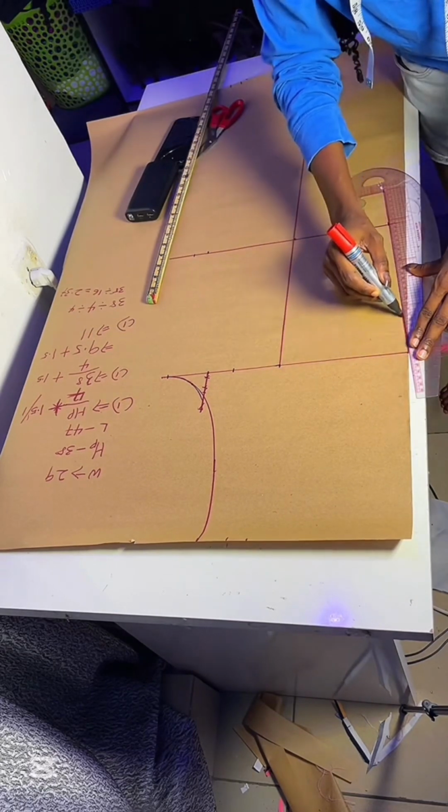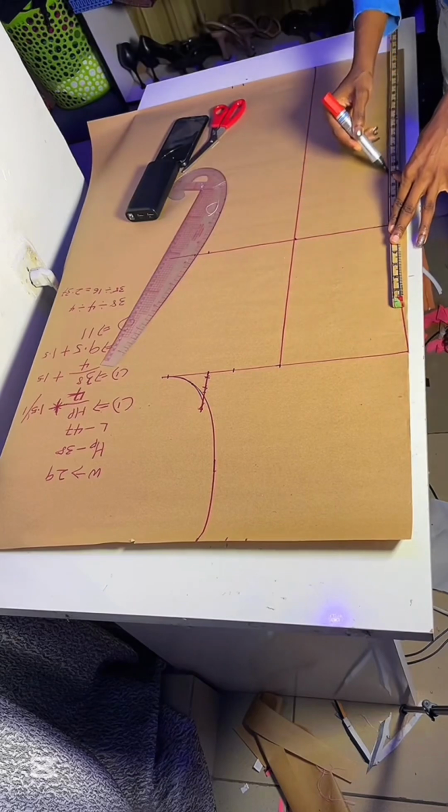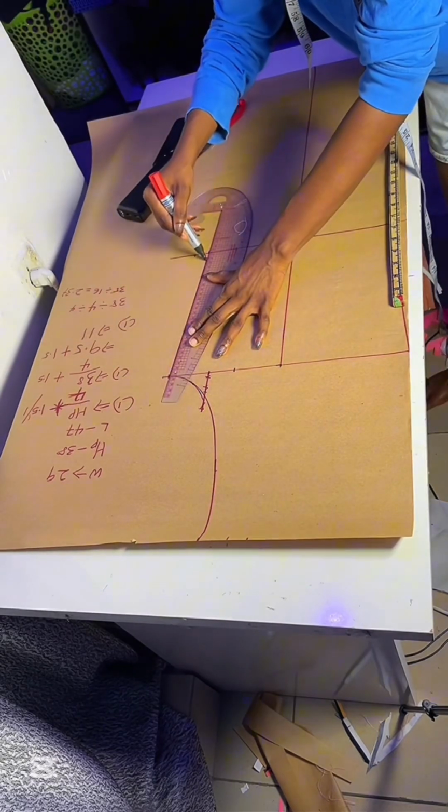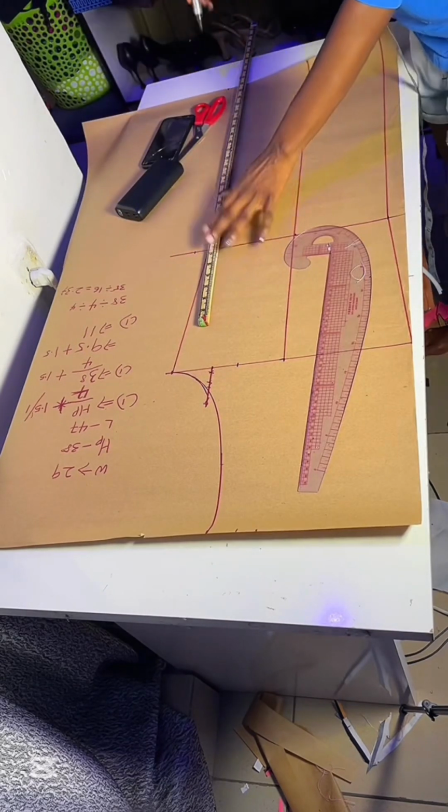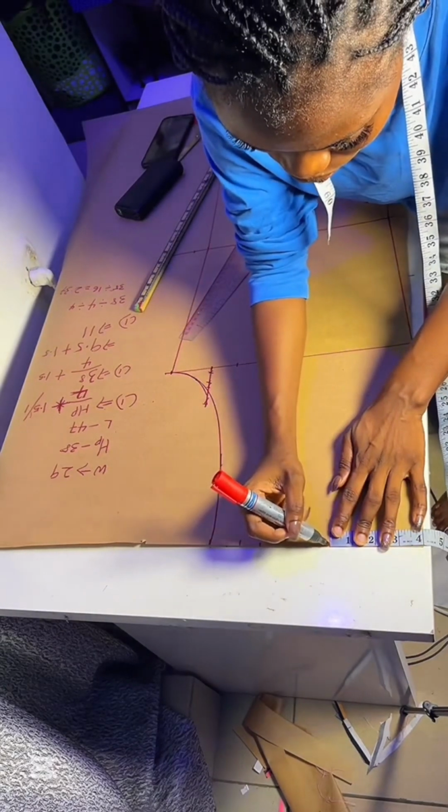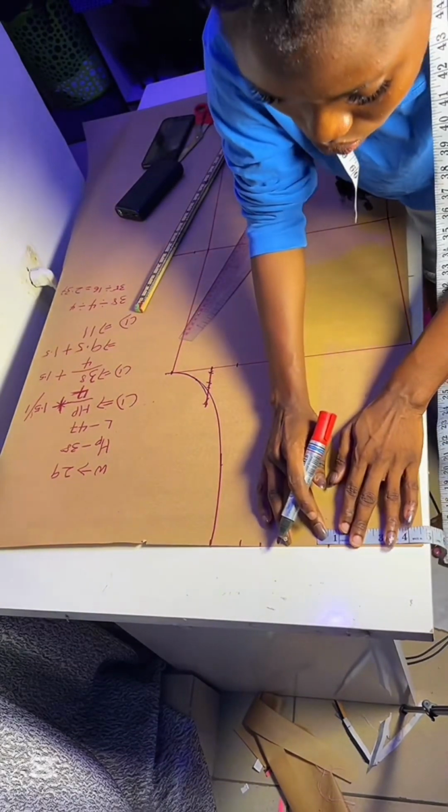So you do that. You connect it from the hip to the knee length, then from the knee length down to the hem. And you do the same on the other side. You come in by 1 inch, then you connect it straight down to the hem point.